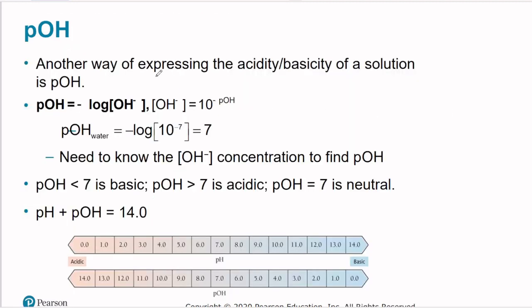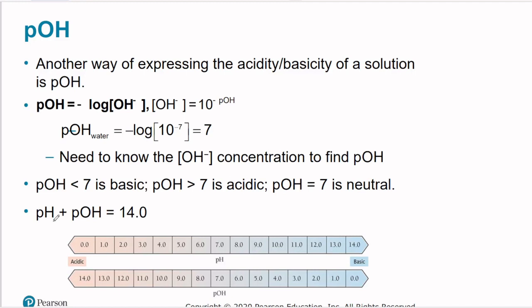We also have an entity called pOH that we can use to express acidity or basicity. Generally, if we use this entity, we're talking about bases. So pOH is the negative log of the hydroxide ion concentration, and we can get the hydroxide ion concentration back out from our pOH as 10 to the negative pOH. The pOH for pure water is negative log of 10 to the minus 7, so that is also 7. So you need to know the hydroxide ion concentration to find the pOH. If the pOH is less than 7, it's basic. If it's greater than 7, it's acidic, and if it's equal to 7, it's neutral.